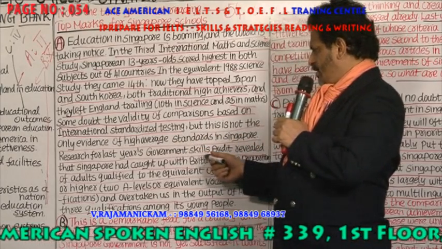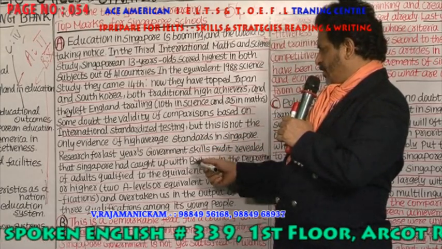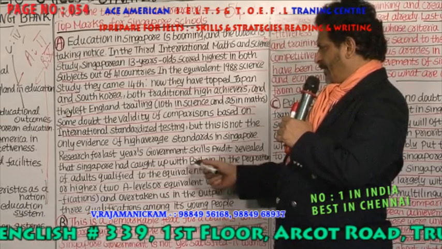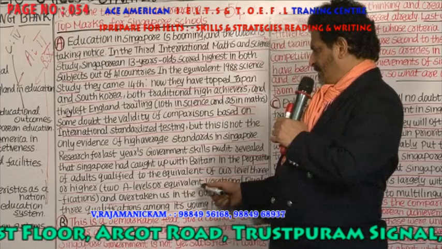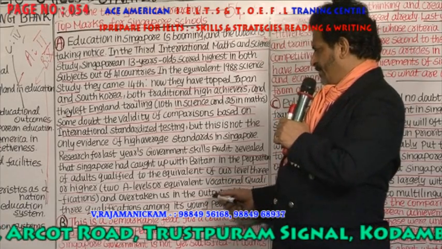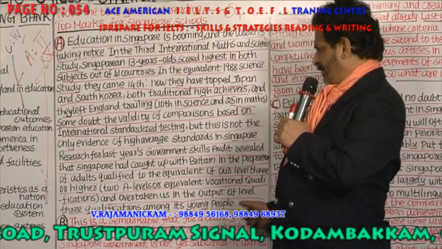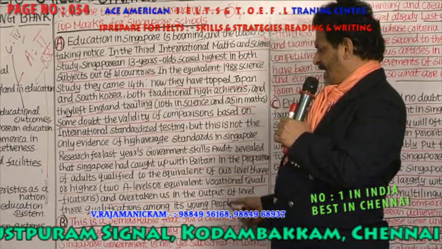Research for last year's government skills audit revealed that Singapore had caught up with Britain in the proportion of adults qualified to the equivalent of our level 3 or higher, 2 levels or equivalent vocational qualification, and overtaken us in the output of level 3 qualification amongst young people.